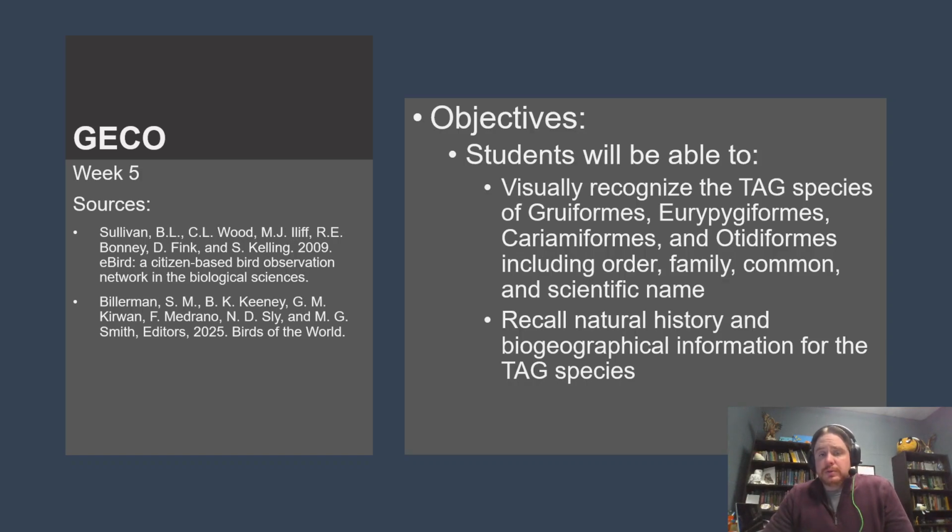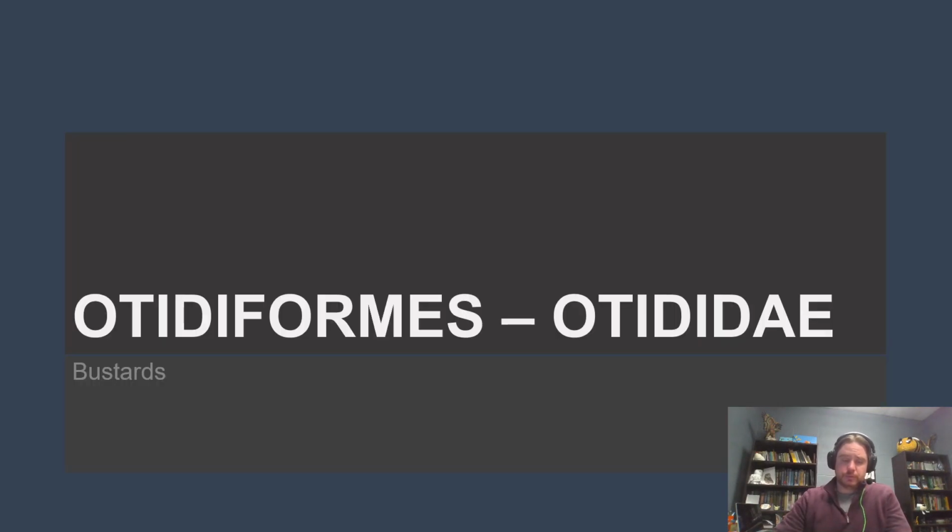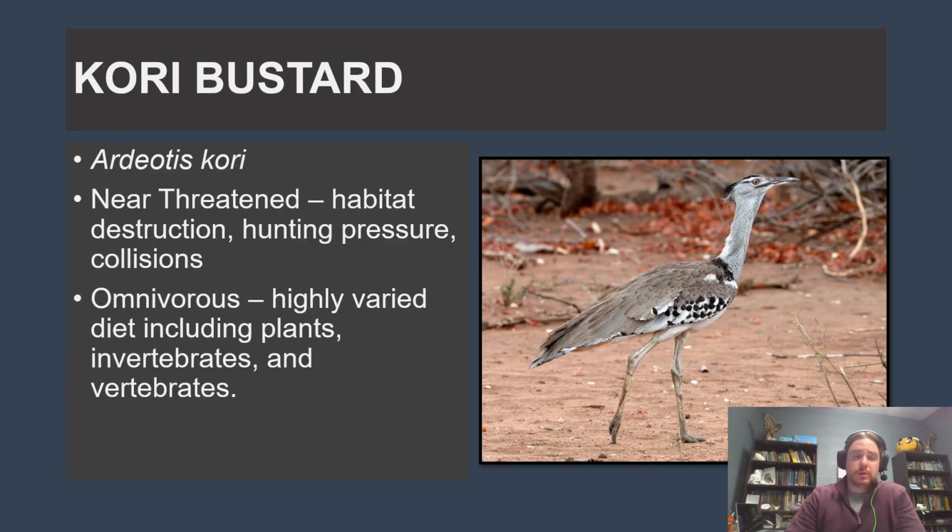Alright, so today we're going to cover the Geco tag, which covers four different orders: Gruiformes, Cariamiformes, and Otidiformes. Okay, Otidiformes, the family of interest here is Otididae. It's the only family of Otidiformes that we have to worry about, and that's the bustards. And there are two bustards that we have to worry about in the tag.